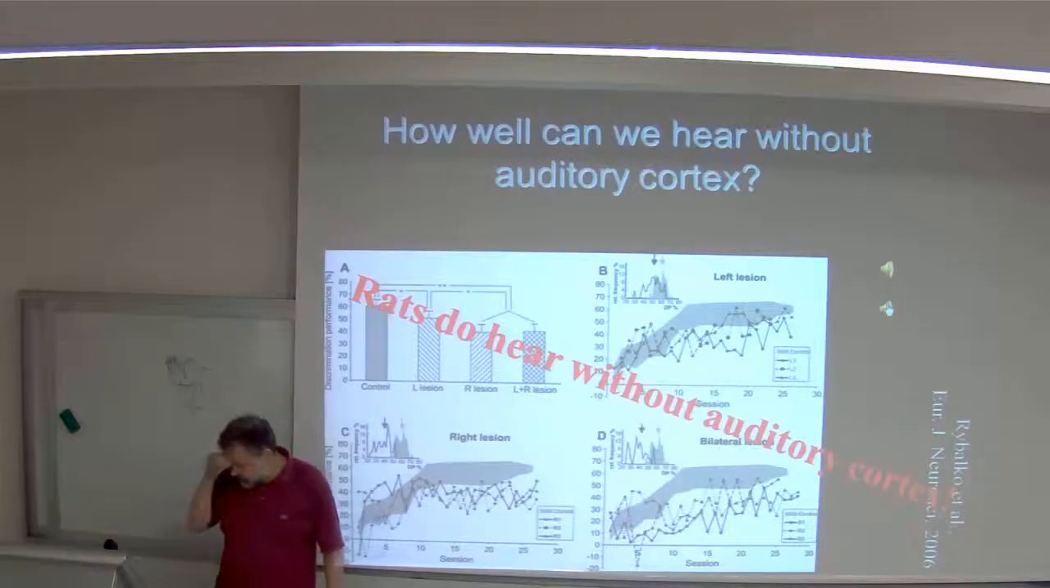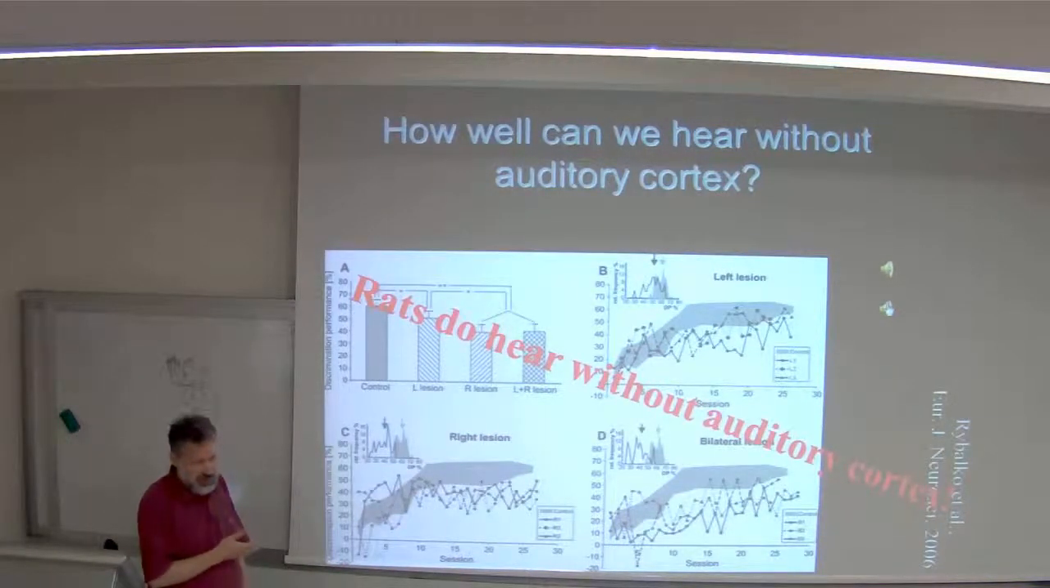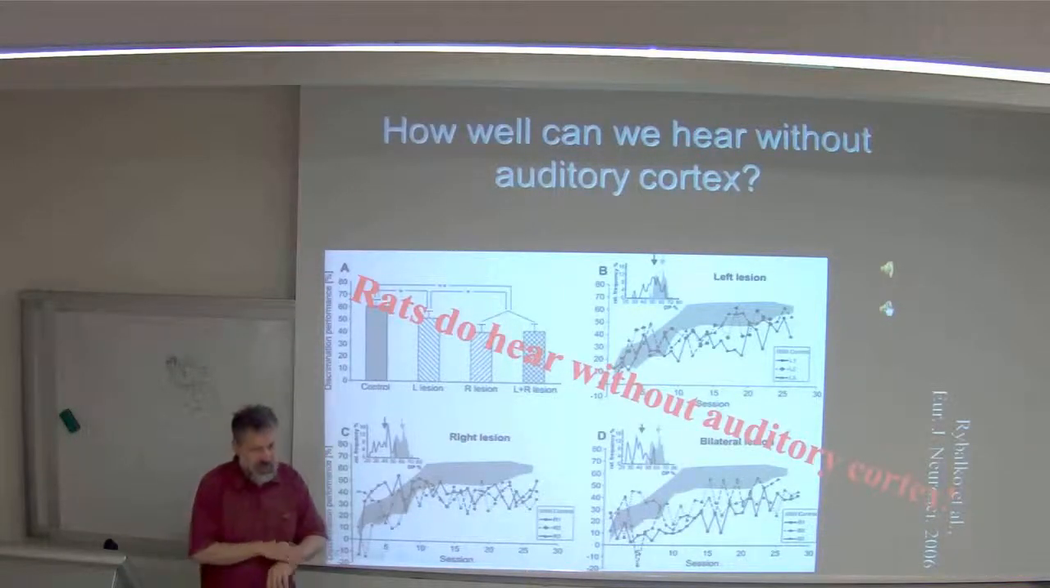So the rats, first of all, they hear. Obviously, not only do they hear, they did the task. So rats hear without auditory cortex, and they can do quite sophisticated tasks, at least if you consider this to be sophisticated, even without the auditory cortex. So this is very typical. You don't need auditory cortex in order to hear.